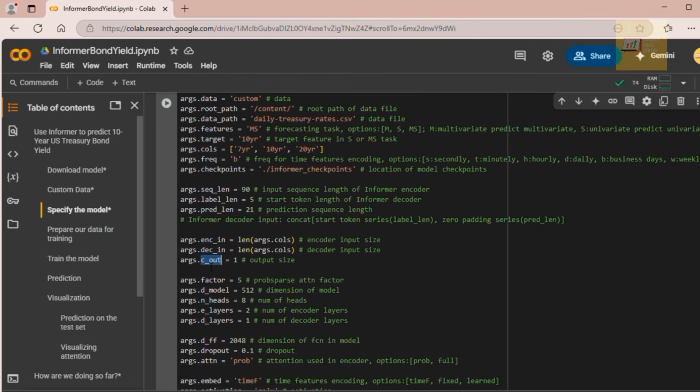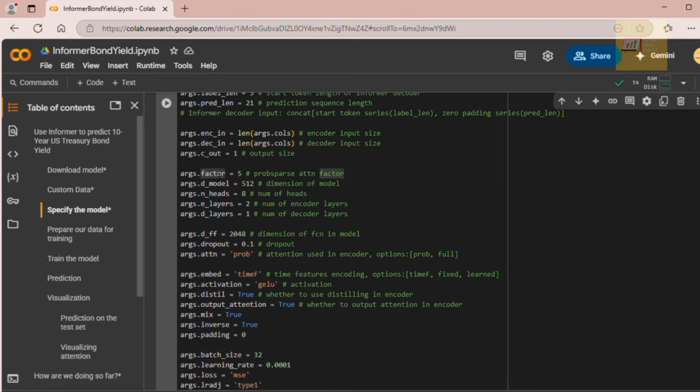And then the parameter cout, C is for channel, I think. This is the total variables as output. We only want to predict one time series, just 1, so cout is 1.